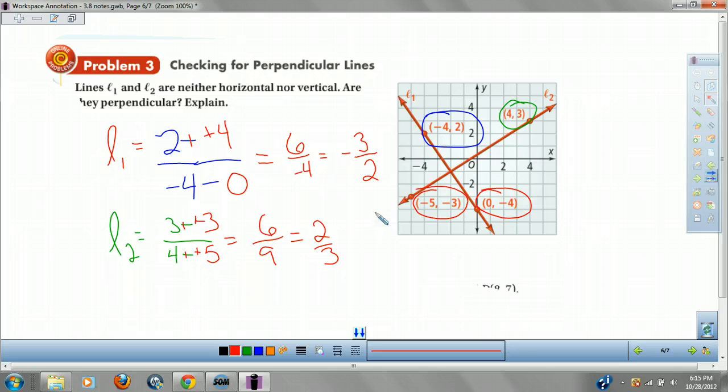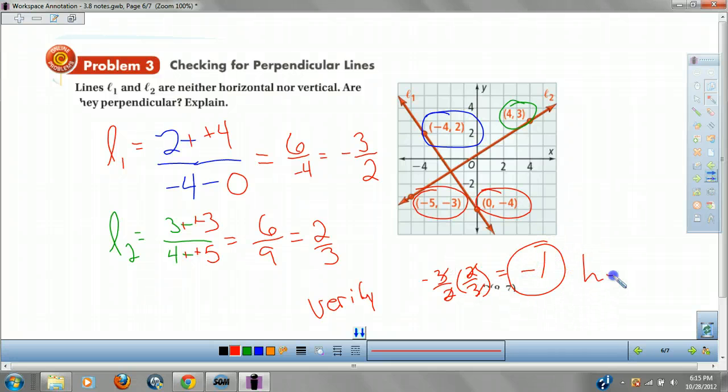And I've got to ask myself, is negative 3/2 the reciprocal of 2/3? Yes. And to verify that, please write this, guys. This will probably come up. Negative 3/2 times 2/3 equals, cancel, cancel, cancel, negative 1. Hence, they are perpendicular. Okay. Eureka. If your slopes do not multiply to be negative 1, it's not perpendicular.